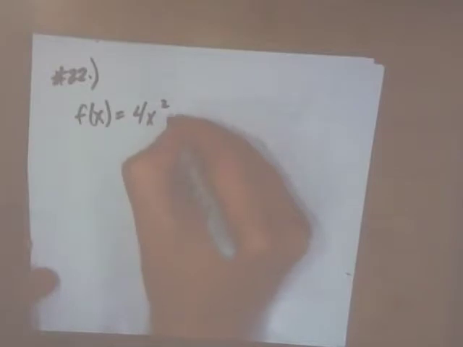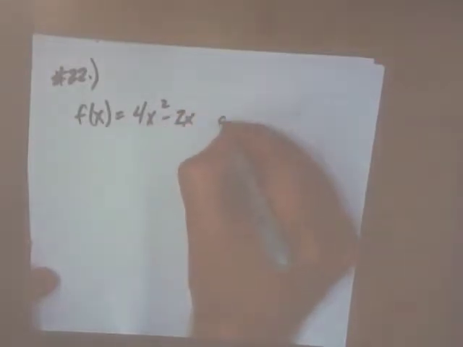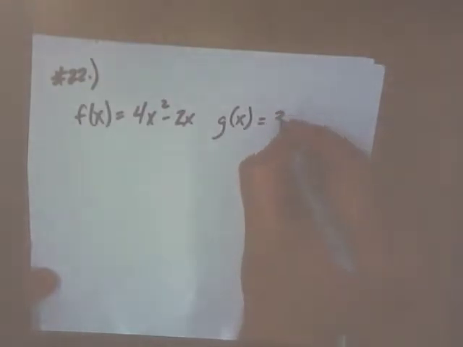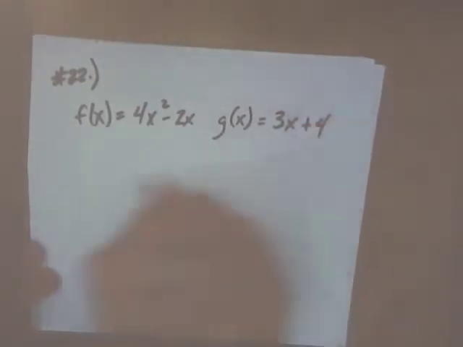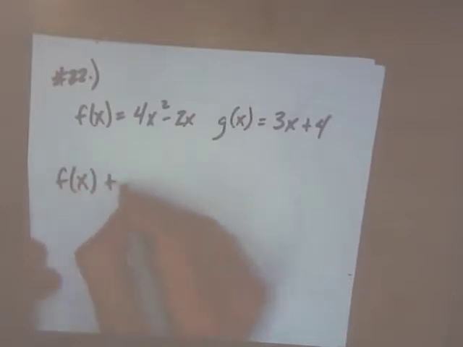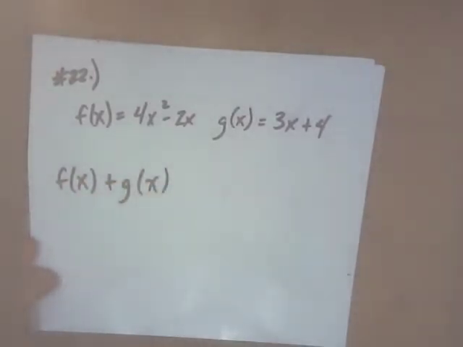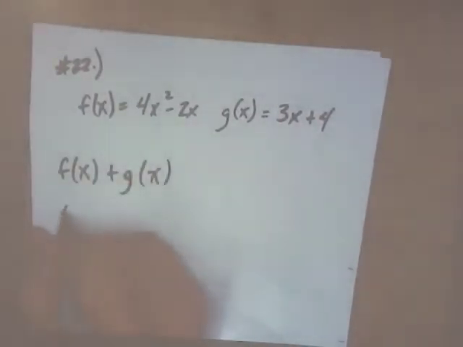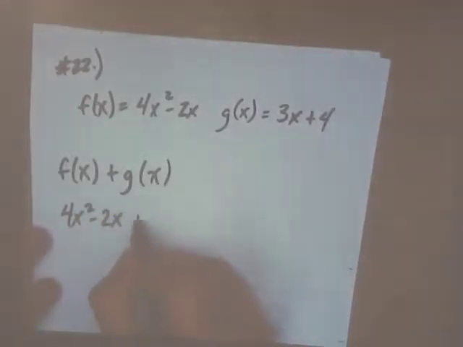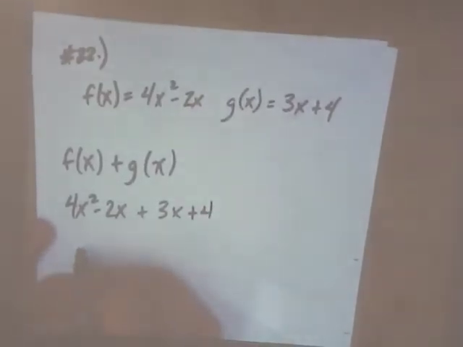22. They give us f of x is equal to 4x squared minus 2x, and g of x is equal to 3x plus 4, and they want us to find f of x plus g of x. So f of x is 4x squared minus 2x, and g of x is 3x plus 4. Combine some like terms, we end up with 4x squared plus x plus 4.